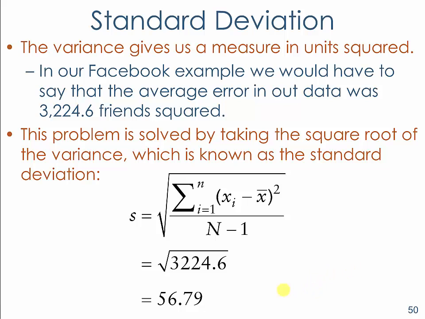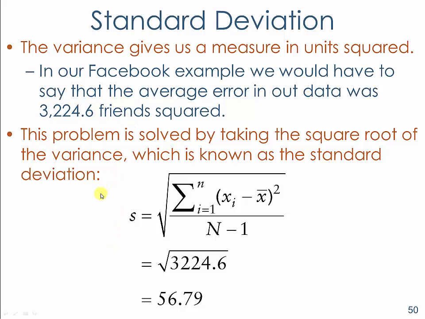As you probably remember from elementary school and high school, you always have to remember your units. You always have to state your units. Well, in our example of our Facebook friends, we would have to say that the average error in our data was 3,224.6 friends squared. So the friends are squared also, and it's a little bit tough to explain that or to figure out how to state that when you have friends squared. So what we do is we just take the square root of the variance, and that's known as the standard deviation, and that puts it back into units that we started out with, and in this case would be friends.